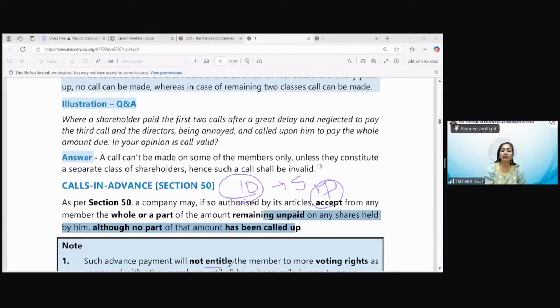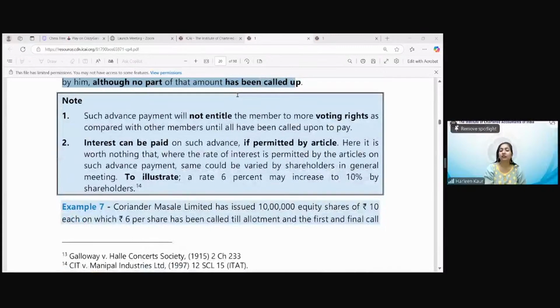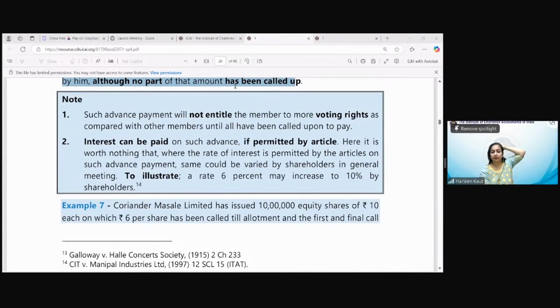Such advance money will not give the members the voting right. So with respect to how much will his voting rights be, 5 or 7? Tell me. Very good. Good students. Now I am so happy. Everybody is answering. But is there any advantage of section 50?